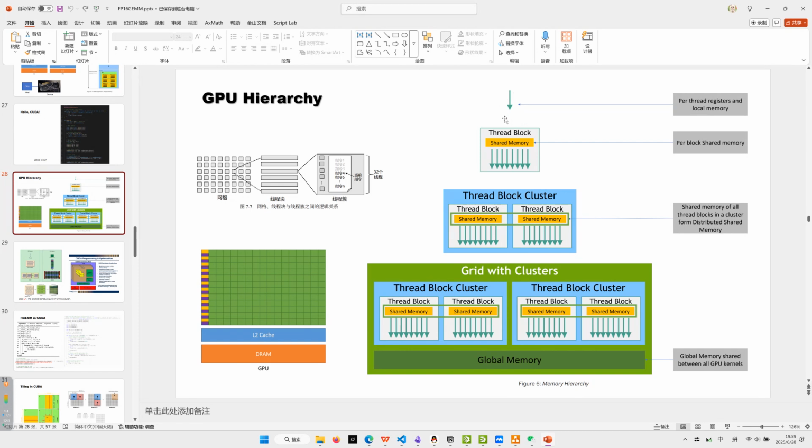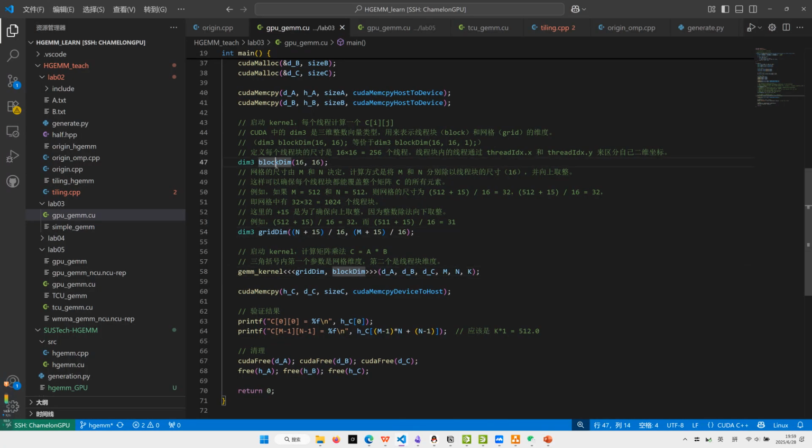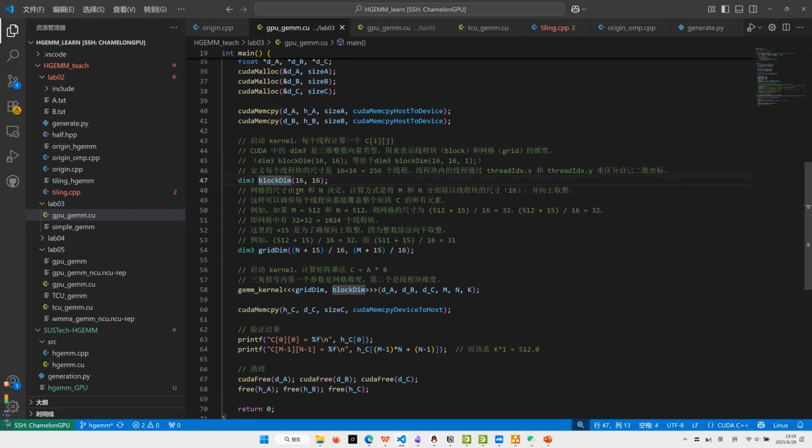The minimum level would be the thread. Then that would be the thread block. After the thread block, you'll get a grid. That is 3 levels: thread, block, and the grid. Here you can see this block will be the minimal number, and it would be like 16 times 16. That is, each block has 16 times 16, that is 256 threads.